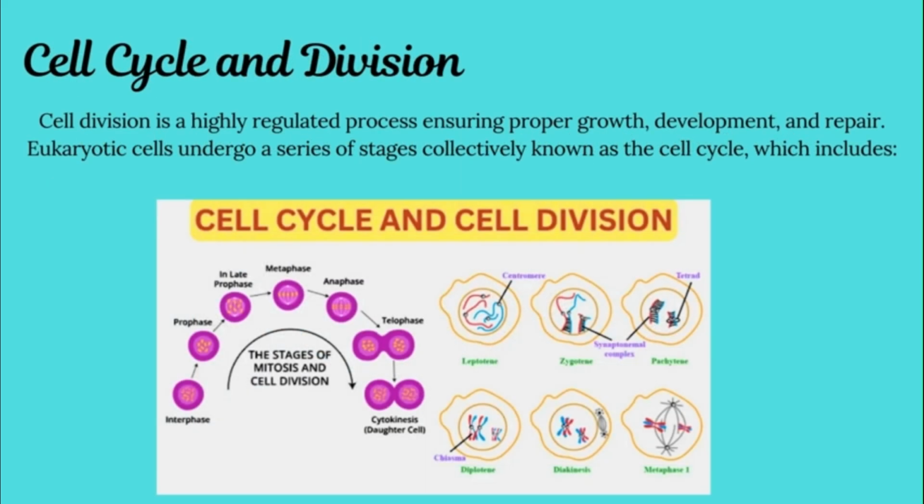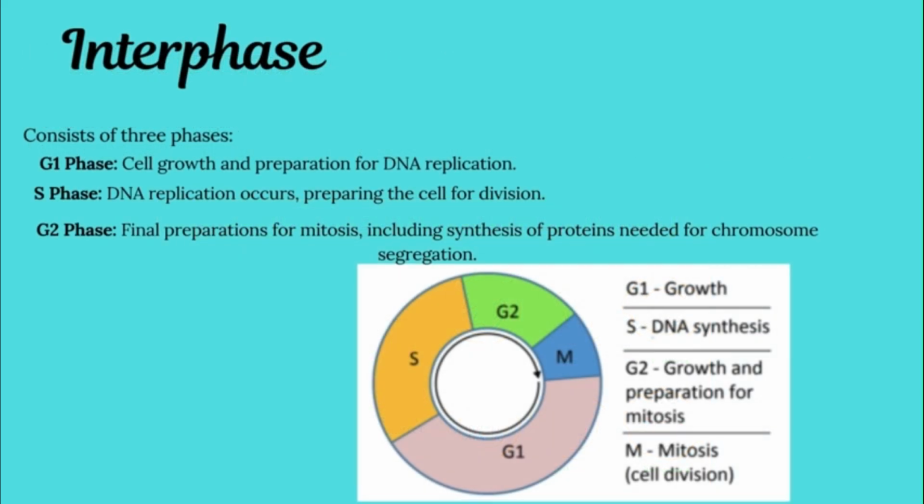Cell cycle and division. Cell division is a highly regulated process ensuring proper growth, development, and repair. Eukaryotic cells undergo a series of stages collectively known as the cell cycle, which includes interphase, consisting of 3 phases. G1 phase, cell growth and preparation for DNA replication. S phase, DNA replication occurs, preparing the cell for division. G2 phase, final preparations for mitosis, including synthesis of proteins needed for chromosome segregation.